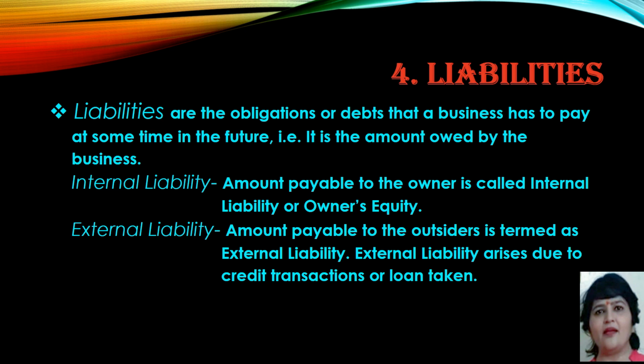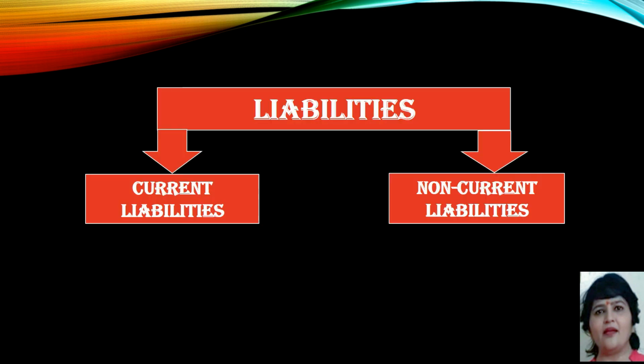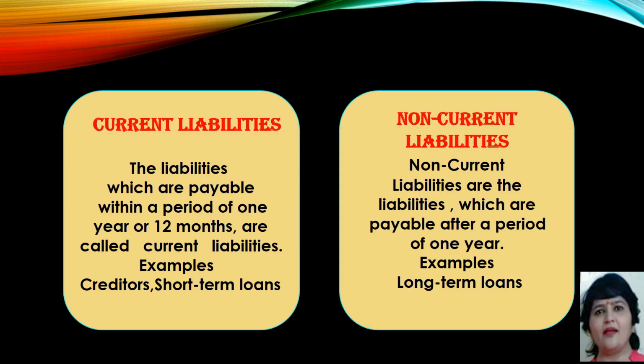There are two types of liabilities: current liabilities and non-current liabilities. Current liabilities are those liabilities which are payable within a period of 1 year, or this is called short period of 1 year. In other words, we can say within a period of 12 months. So the sums which are required to be paid to the outsiders within a period of 1 year are called current liabilities.